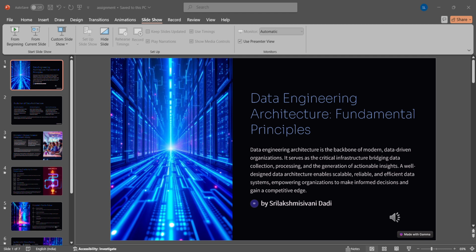Today, we're going to discuss the three fundamental principles among the nine principles of data engineering architecture. The first principle is choose common components wisely. There are mainly three key features of the first principle.